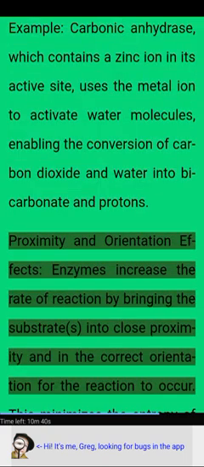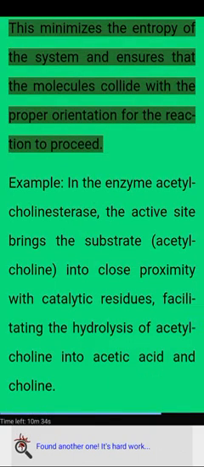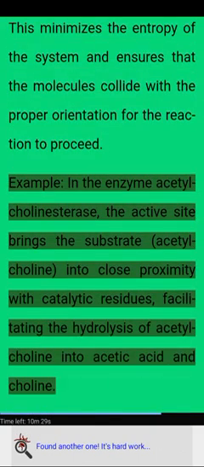Proximity and orientation effects. Enzymes increase the rate of reaction by bringing the substrates into close proximity and in the correct orientation for the reaction to occur. This minimizes the entropy of the system and ensures that the molecules collide with the proper orientation for the reaction to proceed. Example: in the enzyme acetylcholinesterase, the active site brings the substrate acetylcholine into close proximity with catalytic residues, facilitating the hydrolysis of acetylcholine into acetic acid and choline.